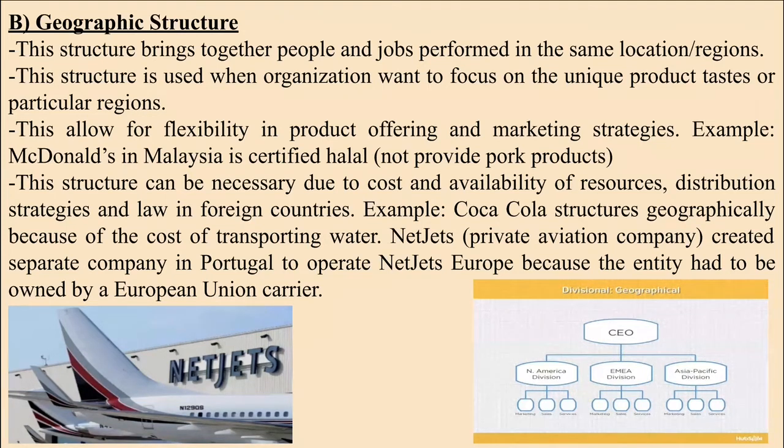For example, McDonald's in Malaysia provides one top product, whereas McDonald's in other countries provide different top products. It can be necessary due to the cost and availability of resources, distribution strategy, and laws in foreign countries. For example, Coca-Cola structures geographically because of the cost of transporting water.